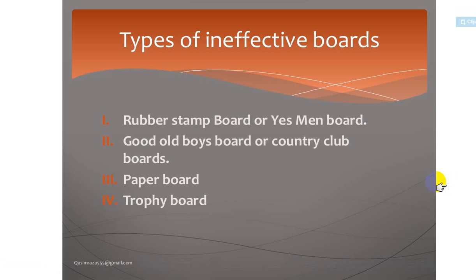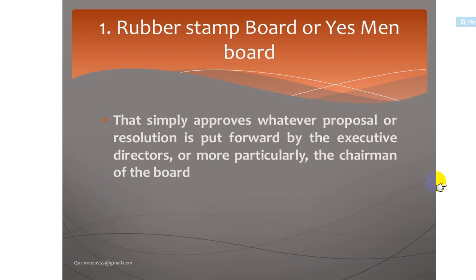Now the first one we have is the rubber stamp board, or yes men board. This simply proves that whatever proposal or resolution is put forward by the executive directors, or more particularly the chairman of the board, is simply approved.